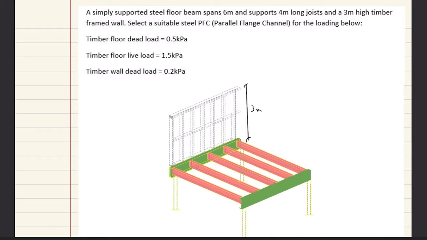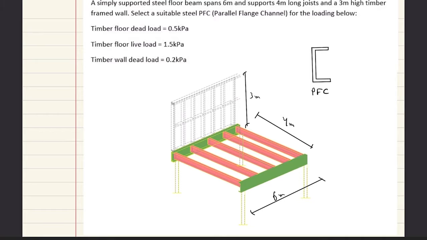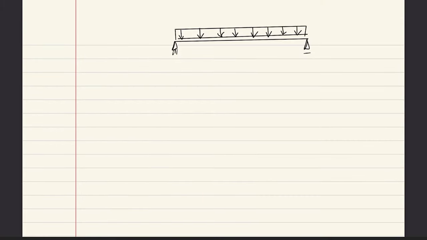So the wall is 3 meters high, the joists 4 meters long, and the main beam we're going to design is 6 meters long. This is what a PFC looks like, in case you don't know. And the beam is simply supported, and we need to find the loads in kilonewtons per meter.